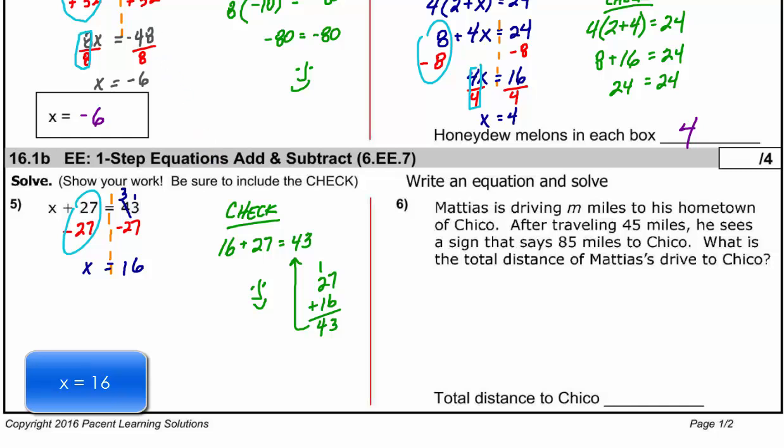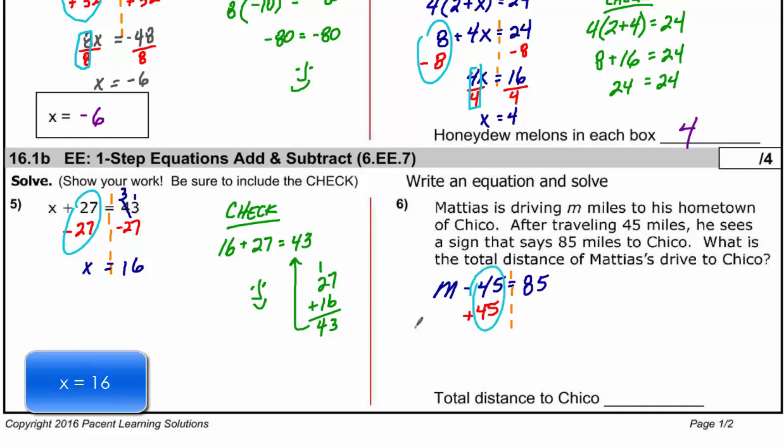What we know is that M is the total distance. He's already driven 45 miles, and the sign says there are 85 miles left. So here is our equation to solve. If you take the total distance, you subtract the 45 he's already driven, there are 85 miles to go. Well, we're going to add back in the 45 miles he's already driven to cancel that out.